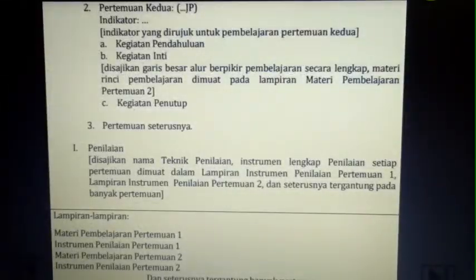The second meeting is the same as the first meeting. There are preliminary activities, core activities, and closing activities. And the next meeting is also the same. Assessment. The assessment in the lesson plan measures the achievement of the indicators of achievement of competence. The attachment. Writing the attachment depends on the number of meetings.